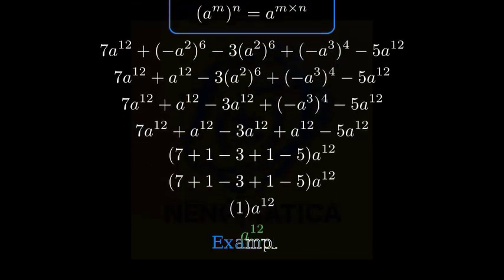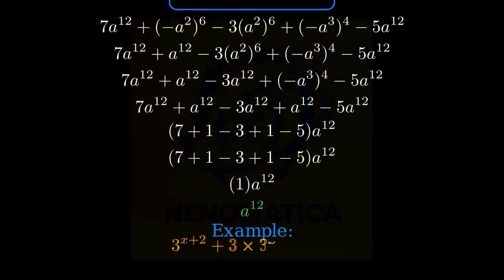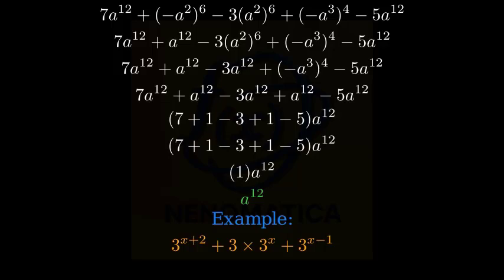Now let's move on to our second example. 3 raised to the power of x plus 2, plus 3 times 3 raised to the power of x, plus 3 raised to the power of x minus 1. Using the property that a raised to the power m times a raised to the power n equals a raised to the power m plus n, let's rewrite our terms.